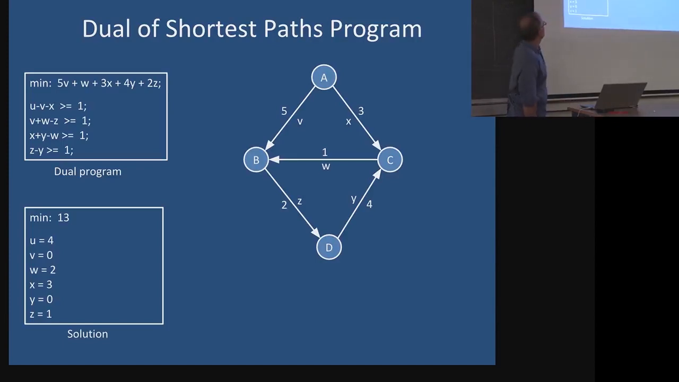What does u minus v minus x mean? Well, let's do the bottom one. What does z minus y is greater than or equal to 1 mean? Let's change it back to the way they were originally: z minus y equals 1. Okay? Why does that have to be the constraint? Or what does that constraint mean?